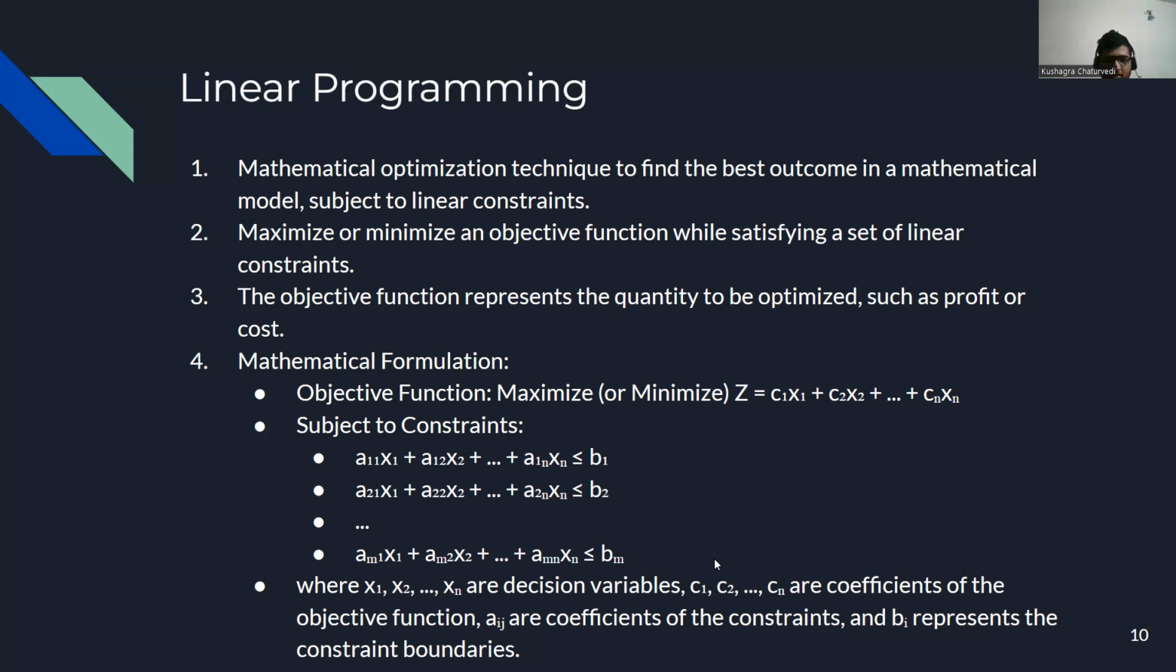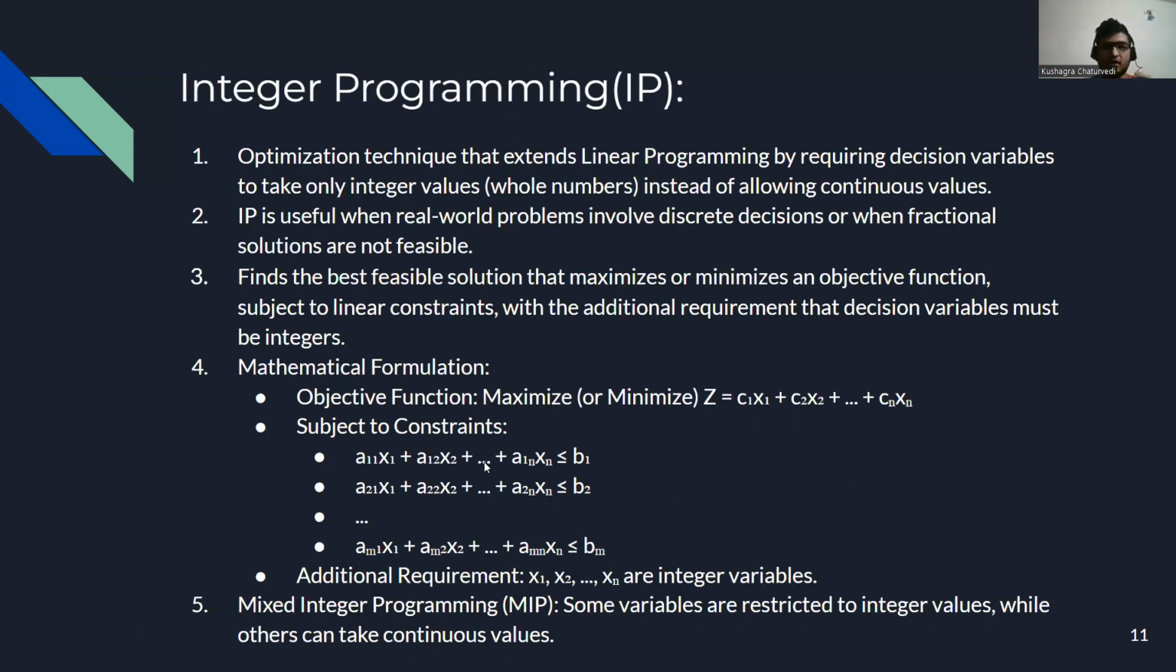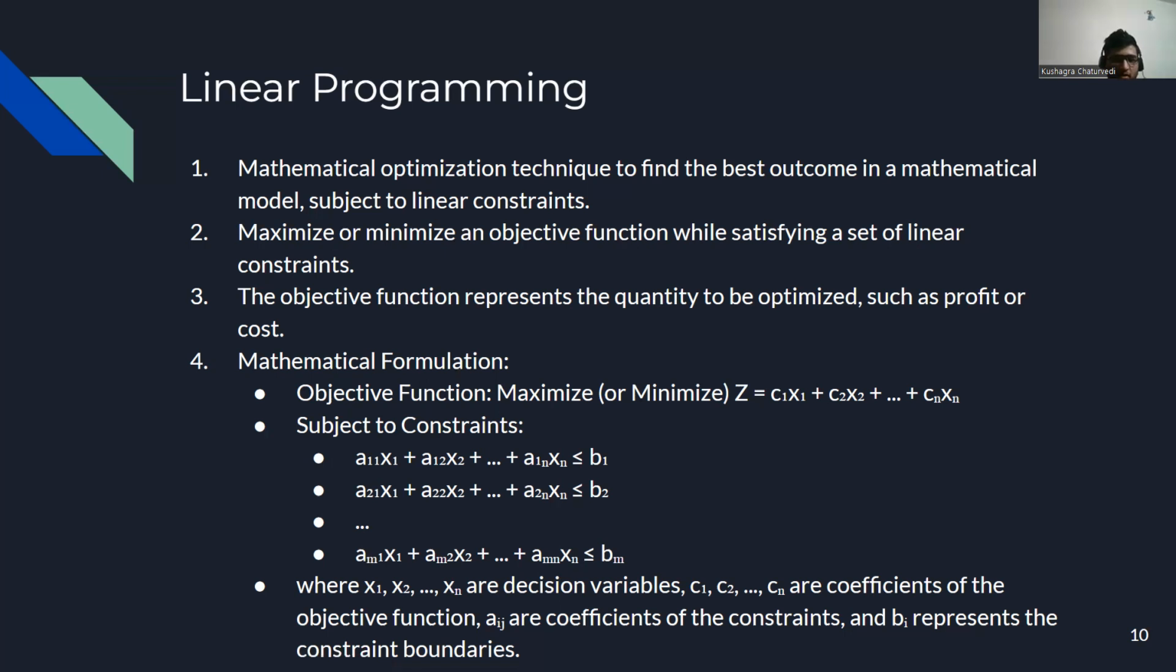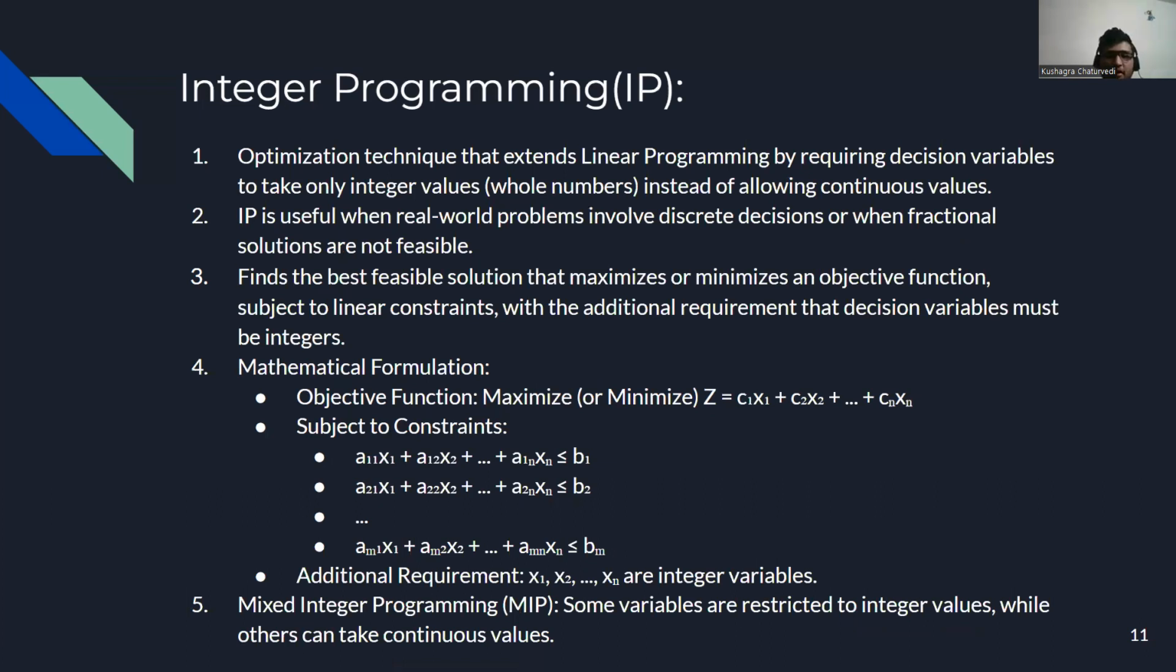So as you can see, this is how a linear programming function looks. Then coming on to the integer programming optimization technique, it's basically a form of linear programming only, but here the decision variables mentioned before, x1 to xn, only take integer values. So integral values or whole numbers are an additional constraint added to the subject of constraints here. That IP is useful in various real world cases.